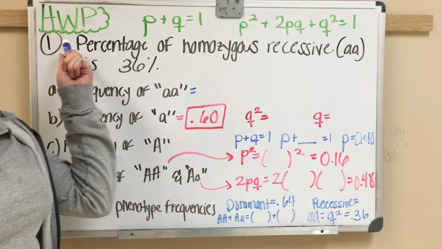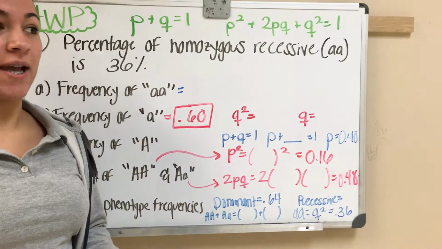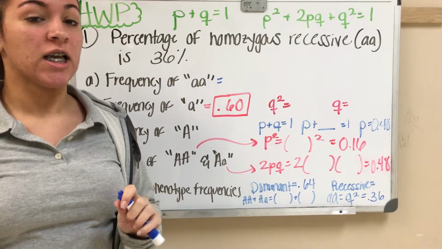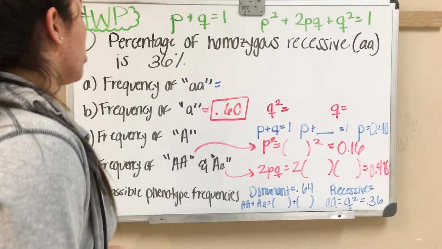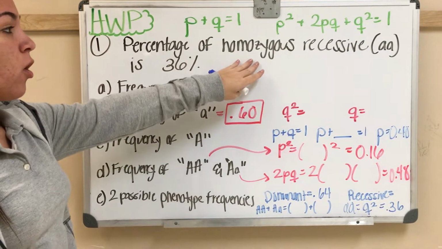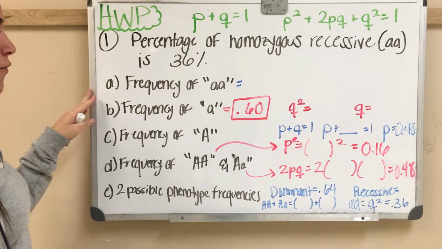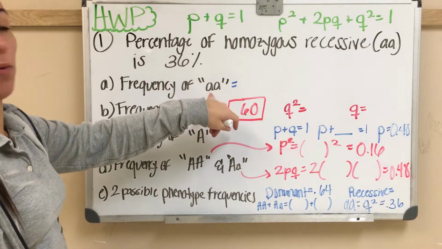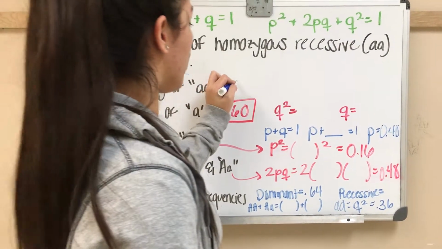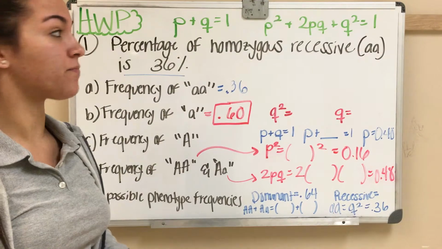The HWP, which is the Hardy-Weinberg principle, allows for genotypes to be calculated from large mating populations, and it calculates the proportions. So for the first one, it gives us that the percentage of homozygous recessive is 36%, and it asks you the frequency of AA, which is homozygous recessive, which actually gives it to you in the question itself. So it's 36% or 0.36 converted to decimal.